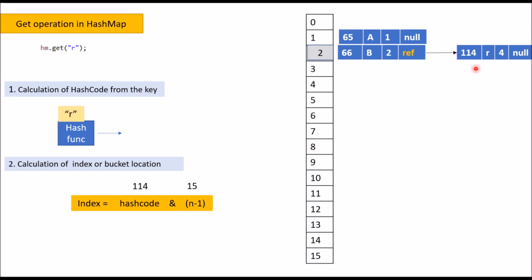What is the next node here? 114, R, 4. What is the hash code? 114. What is the hash code of the key? 114. Both are equal. What is the key here? R. What is the key that we pass in the get operation? R. Both are matching. Value returned would be 4. This is how get operation works in HashMap.